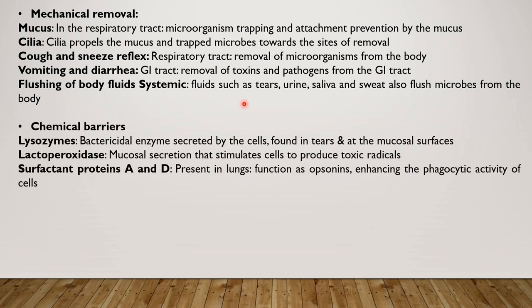Chemical barrier. There are three chemical barriers. First is lysozyme, a bactericidal enzyme secreted by cells, found in tears and at surfaces. Lactoperoxidase is a mucosal secretion that stimulates production of toxic radicals. Surfactant proteins A and D present in the lungs act as opsonins, enhancing the phagocytic activity of the cells.